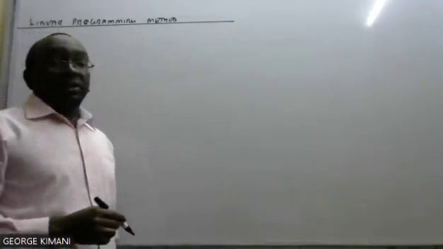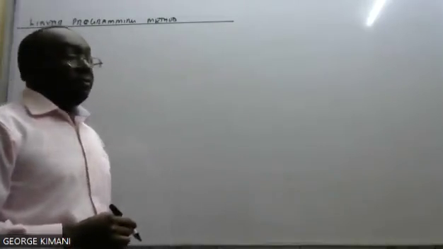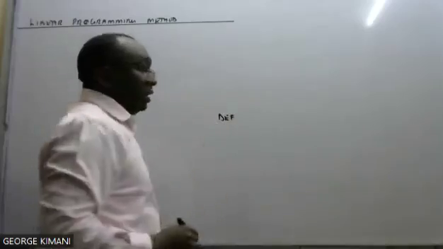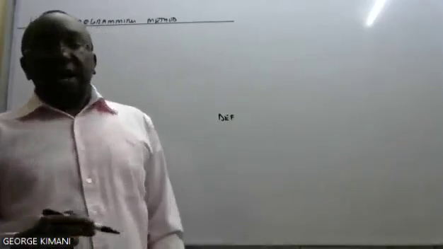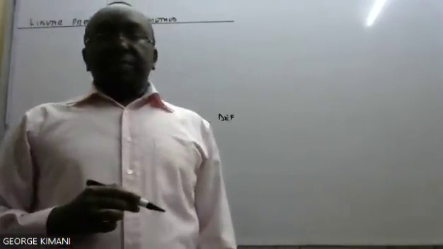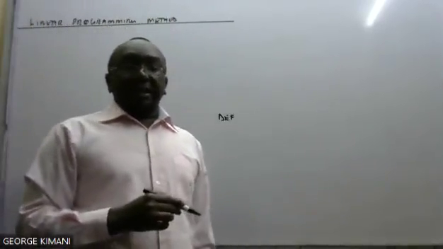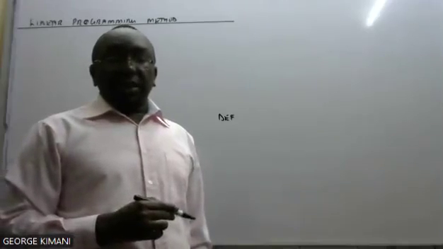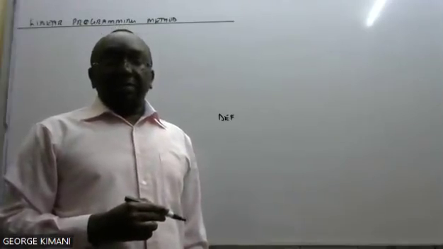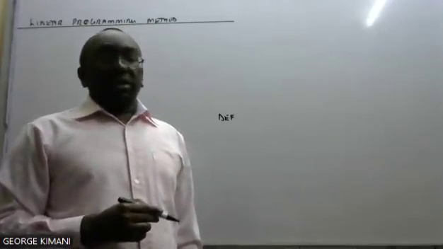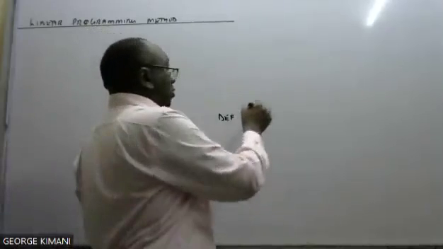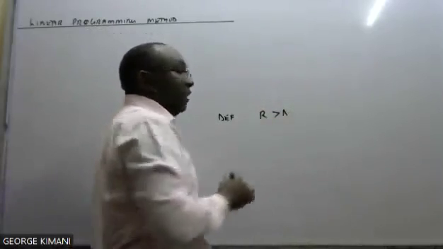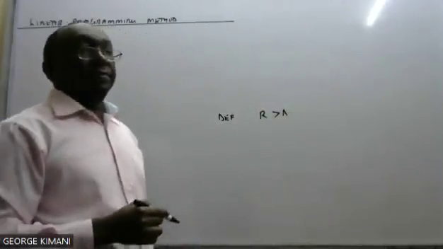There are several things that we need to understand. One of them is the definition. When we talk about linear programming, we are talking of an optimization technique. Optimization technique is a technique that is used to determine how well a scarce resource can be used to generate maximum returns. A resource is said to be scarce if what is required is more than what is available. That is when we say a resource is scarce.